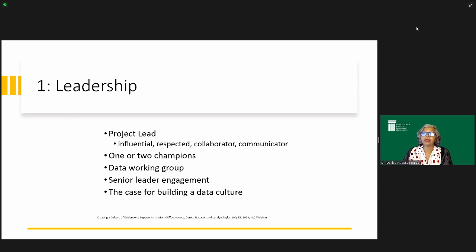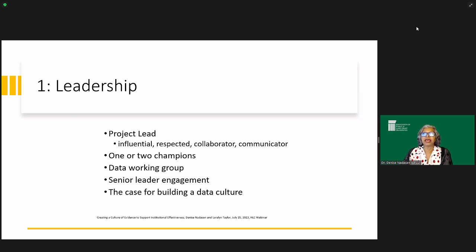either way, it's important to make a case for building a data culture. What is the value? What are they going to get out of it? What is the investment? What are we asking of them? And what do you need? What are the specific things we need in order to make this successful?